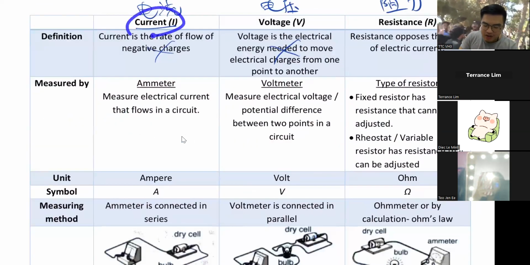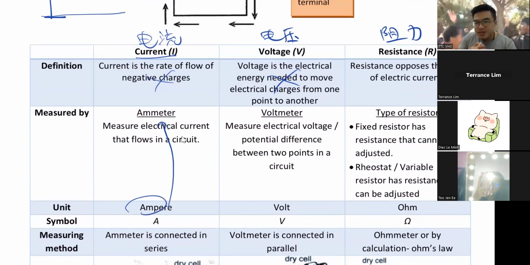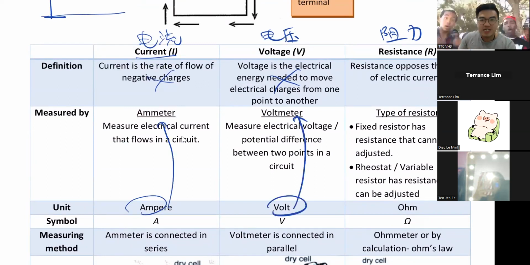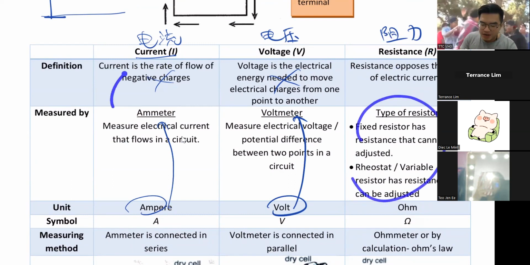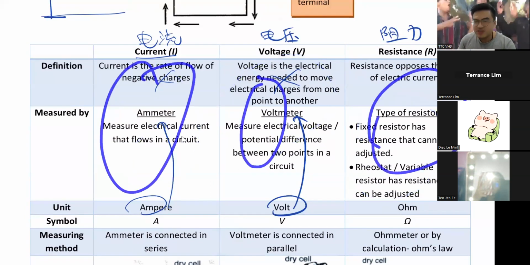Okay, how do we measure current? We measure using an ammeter because the unit is ampere. Ampere, ammeter. Volt, voltmeter. Voltage, voltmeter. Resistance, we cannot measure directly. We calculate resistance by using current and voltage. We can use this tool to calculate the resistance.